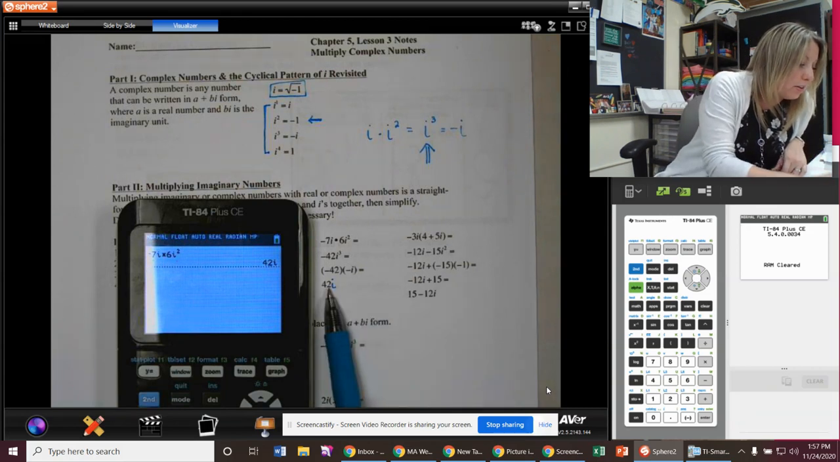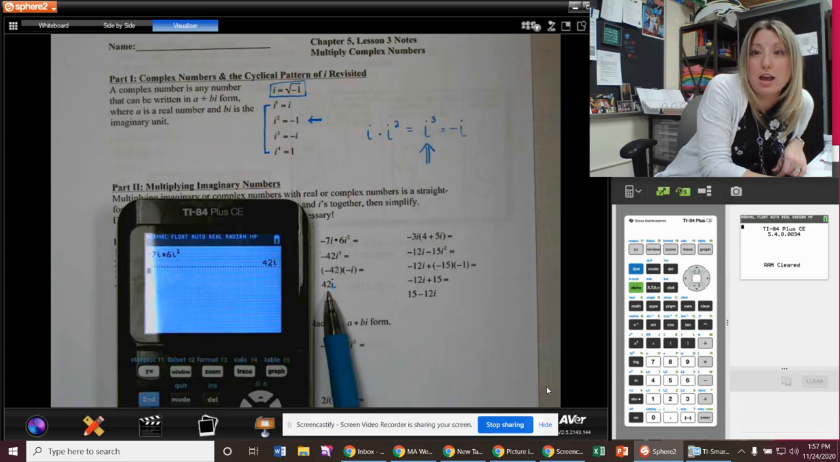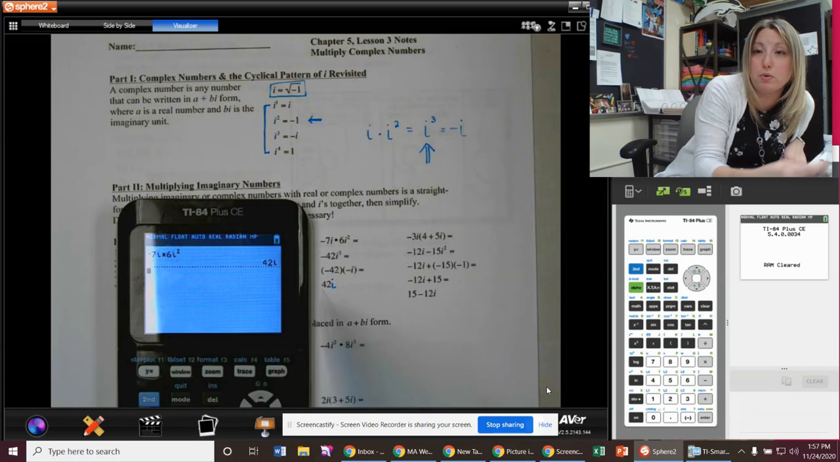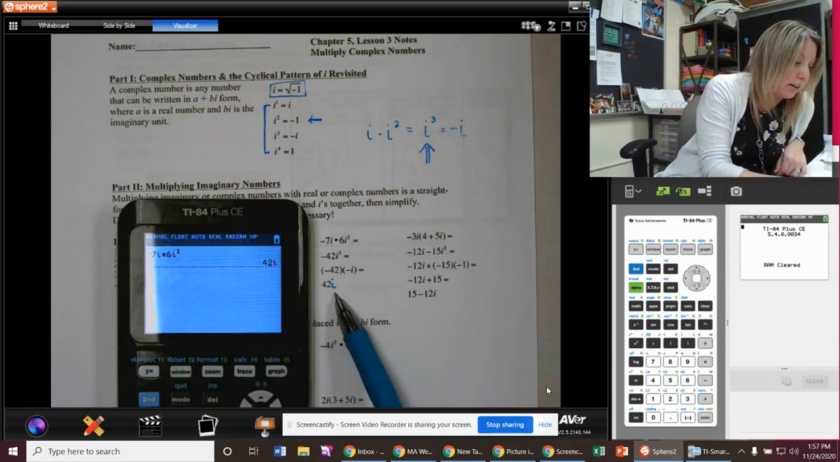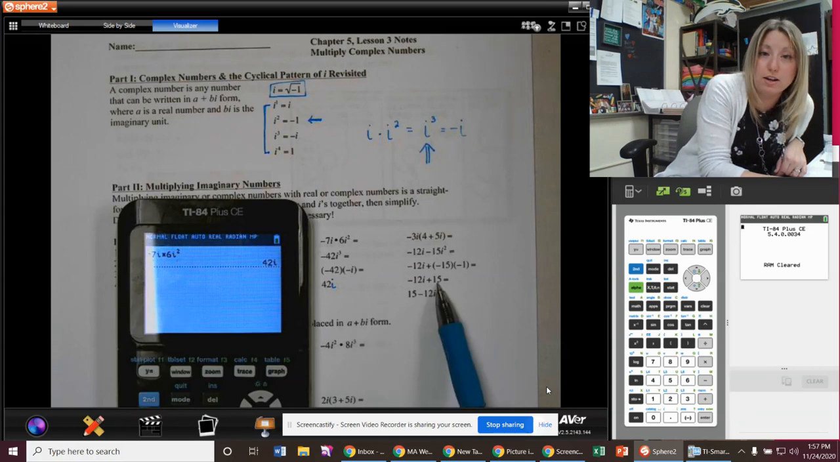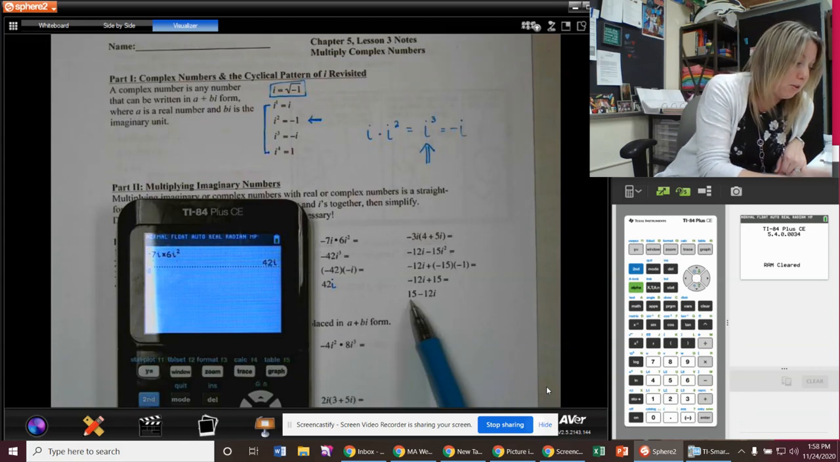Now, also notice your final answer needs to be in a plus bi form. So in this case, there was not a coefficient that was added or subtracted, a real number added or subtracted in front of that 42i. In this case, there will be. And notice when I got this answer right here, I had to switch to make sure the real number was in front of the imaginary number. Okay, so that was something that I had to switch and make sure that was happening.